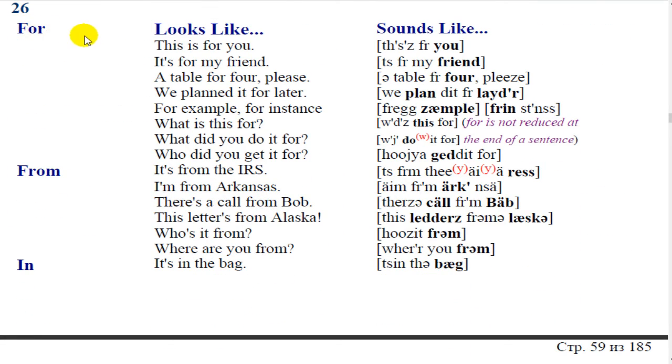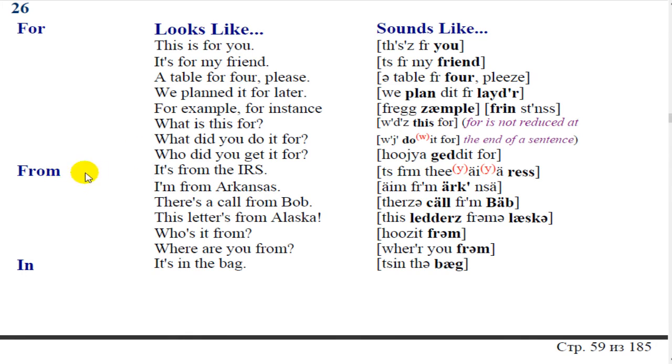4. This is for you. It's for my friend. A table for 4, please. We planned it for later. For instance, what is this for? What'd you do it for? Who'd you get it for?